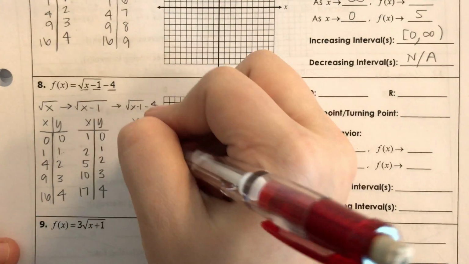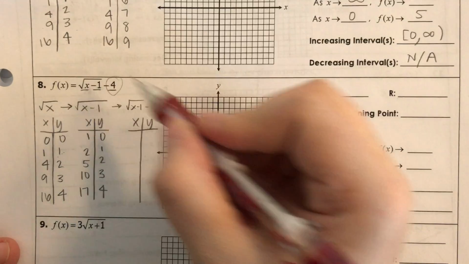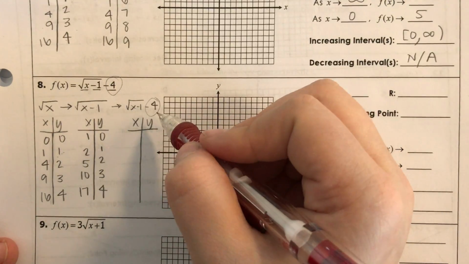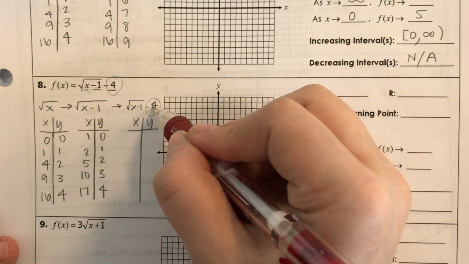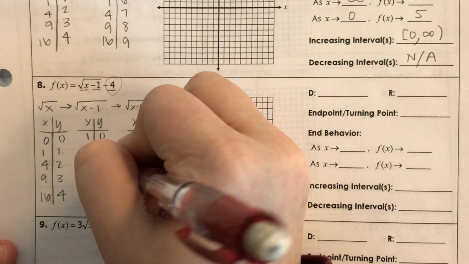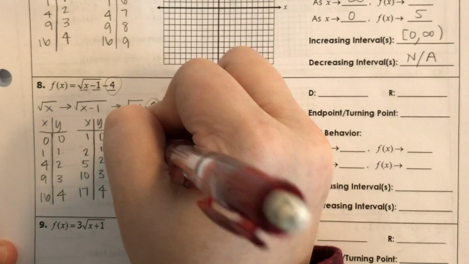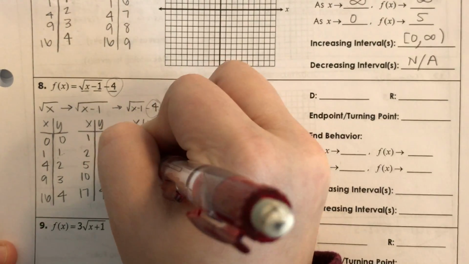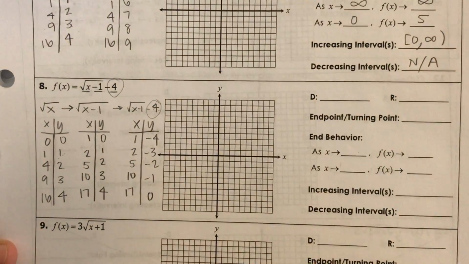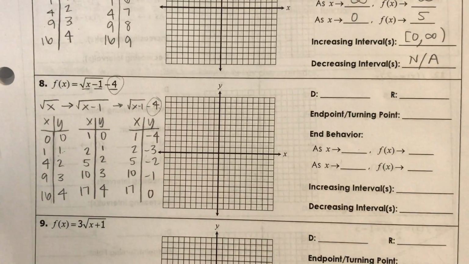Okay, and then finally, this is on the outside. And it does exactly what it wants me to. I'm going to subtract 4 from my y's. So now my x's are all going to stay the same. I'm going to minus 4 from all my y's. Okay? So I subtracted 4 from all my y values.